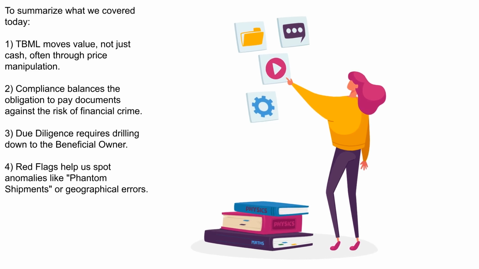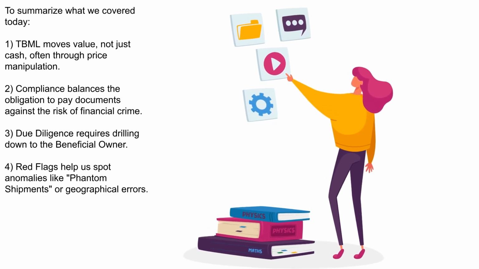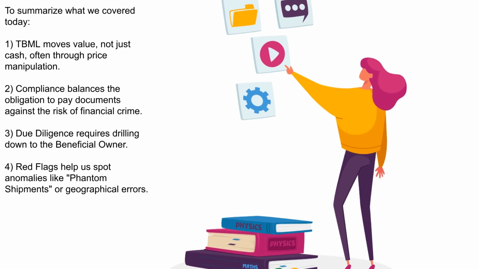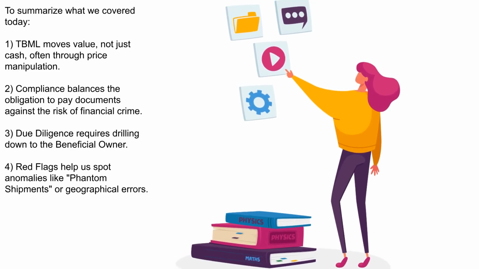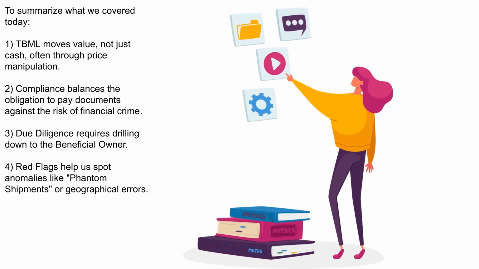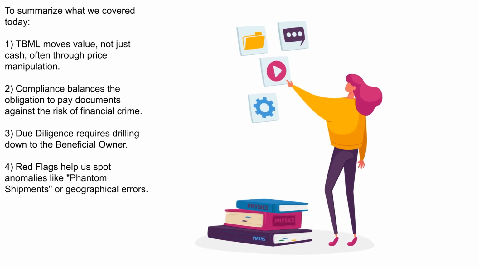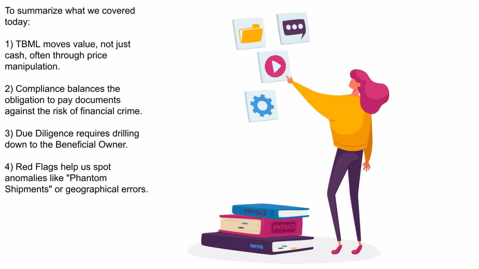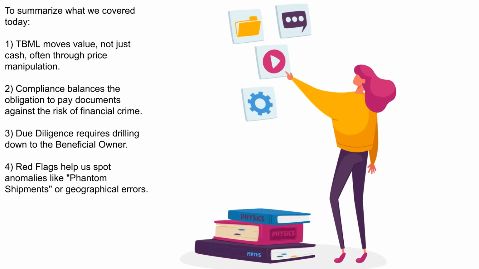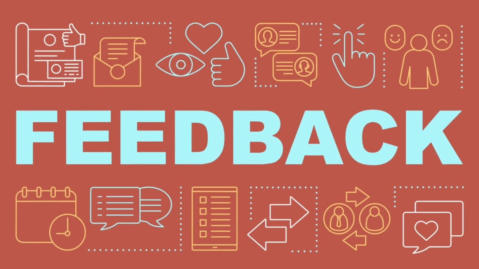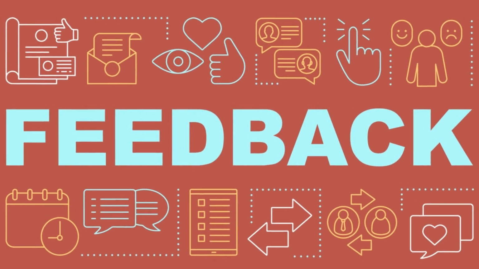To summarize what we covered today. 1. TBML moves value, not just cash, often through price manipulation. 2. Compliance balances the obligation to pay documents against the risk of financial crime. 3. Due diligence requires drilling down to the beneficial owner. 4. Red flags help us spot anomalies like phantom shipments or geographical errors. Trade finance compliance has evolved from a simple paperwork check into a sophisticated defense system for the global economy.